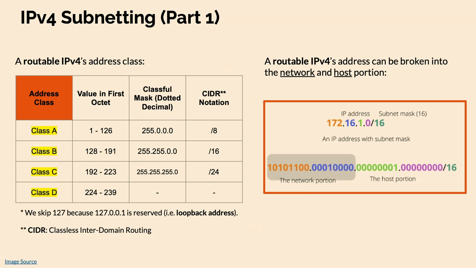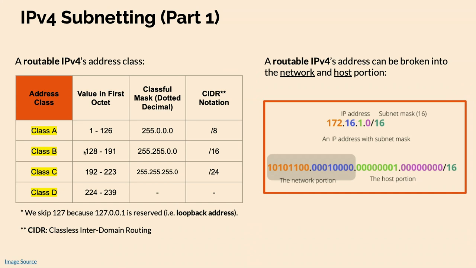So now we're getting into the very technical things. Now we're going to talk about subnetting, right? So a routable IP address class. If you're talking about classful networking, there's four different class addresses: class A, B, C, and D. And the value in that first octet, remember I was telling you about the octets, if it's in the range of 1 to 126, is class A.